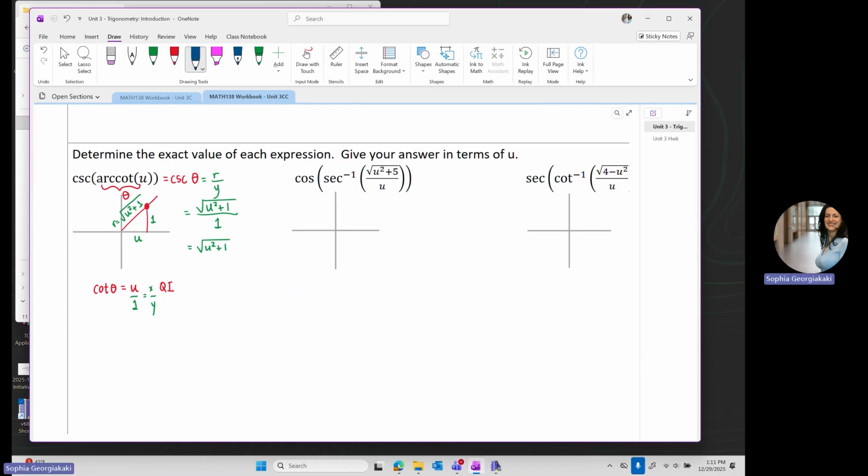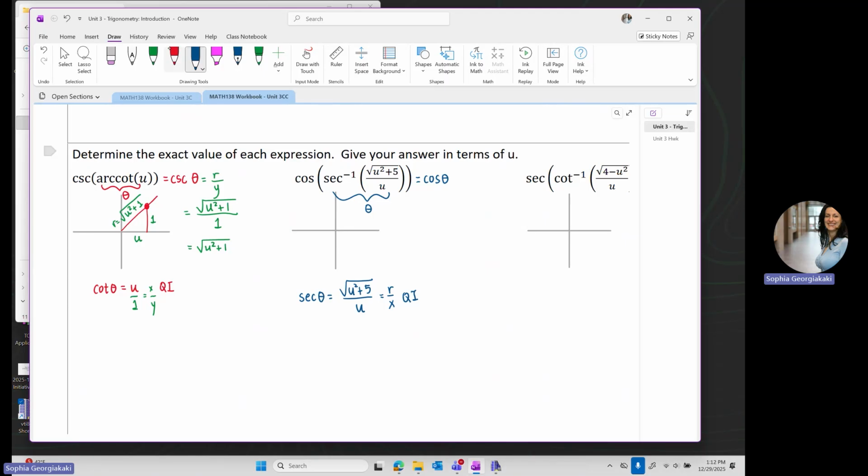The inverse secant function is an angle theta. They're asking me for the cosine of theta. What I know about theta is that the secant of theta equals the square root of u squared plus 5 divided by u. It is in quadrant 1. We will assume everything to be positive here. Remember, the secant is the r divided by x.